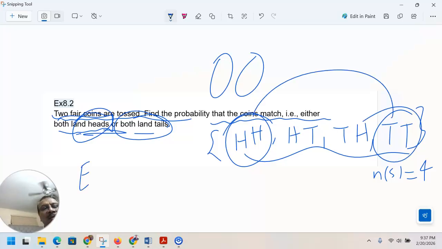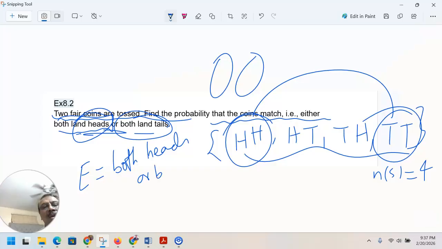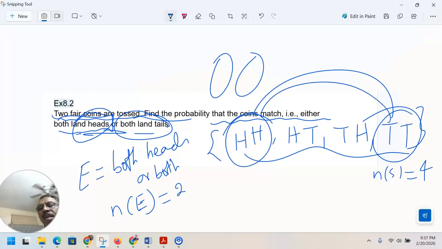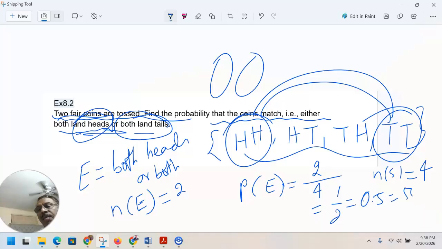So the event is both heads or both tails. So that's the event. That means when I talk about n of E, how many favorable outcomes are there? And you can see, oh, this two, so it is 2. So the probability of the event that when you toss two coins to have either both heads or both tails is 2 out of 4, which is half. Okay, and you get the 50%, and you're done.